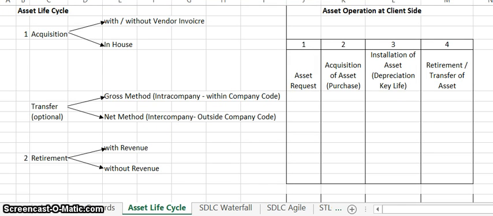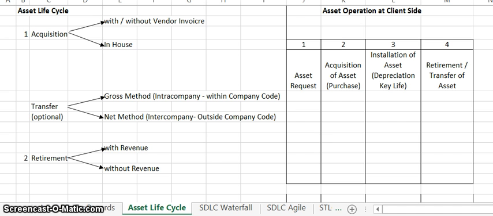What I'm here to talk to you about today is the asset lifecycle within SAP FICO. Within the asset lifecycle, you have two steps with an additional step that can be optional. The first step is the acquisition phase, and this acquisition can be with or without a vendor invoice.